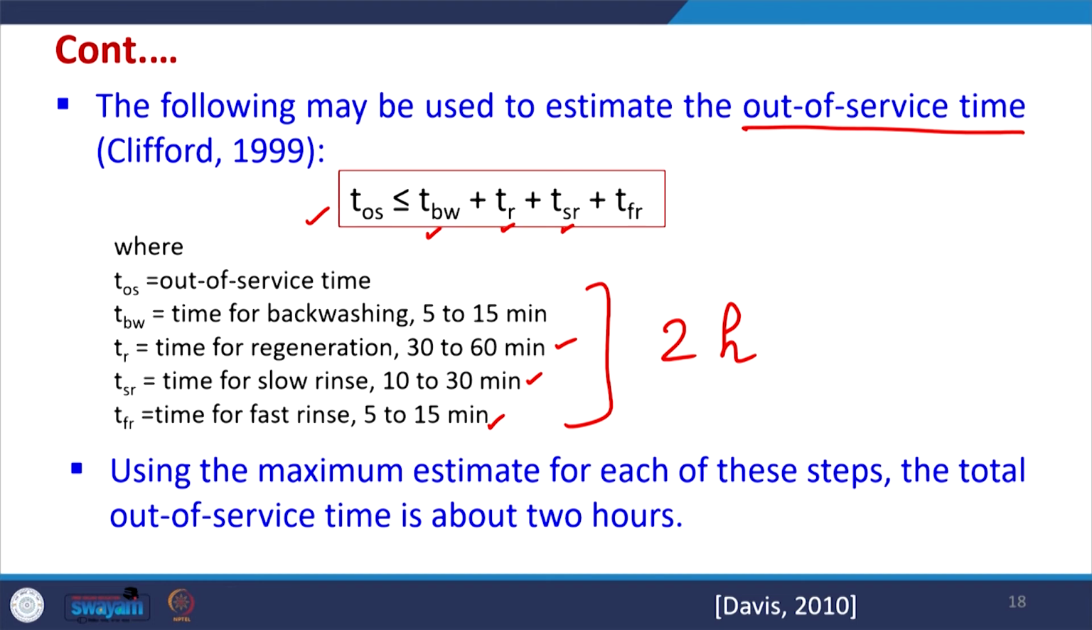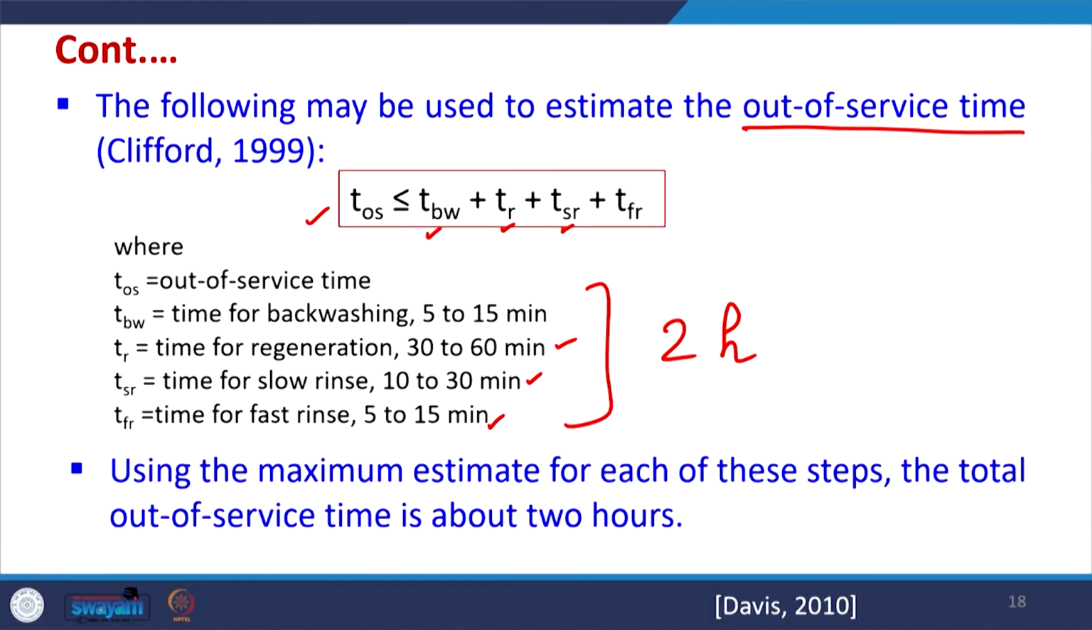Now, this 2 hours may also vary depending upon the size of the column that has to be used, and that will depend upon the volume of water that has to be treated. So, using the maximum estimates for each step, we find that 2 hours is the maximum out of service time, but it may increase beyond that also. So, this is the out of service time.